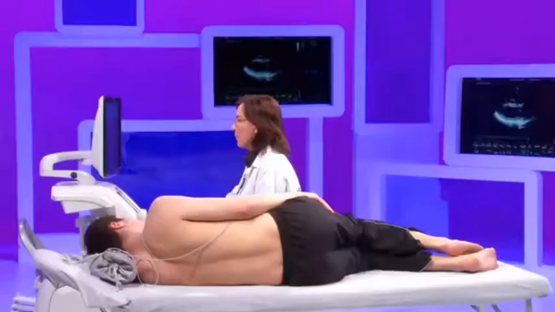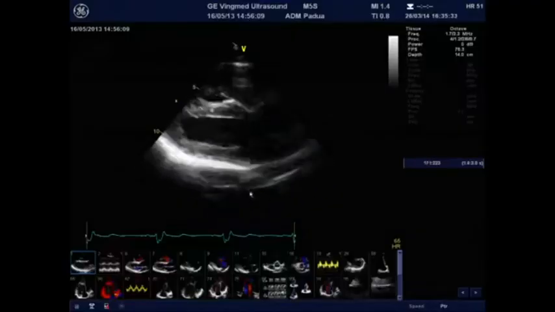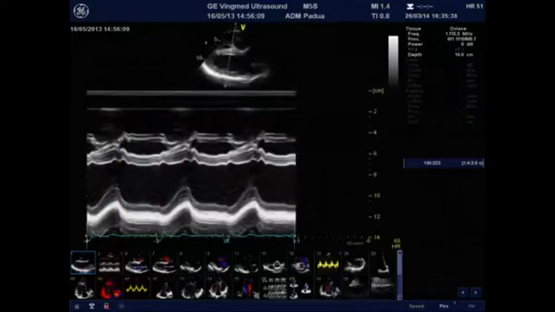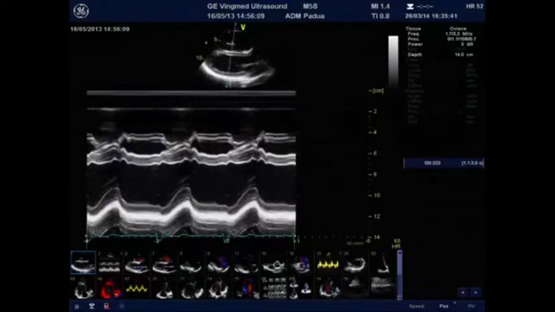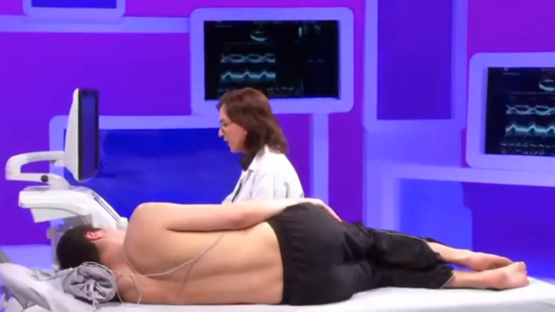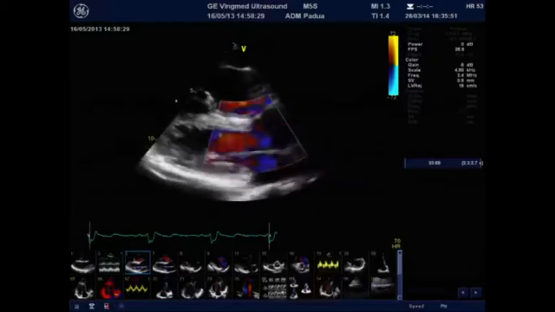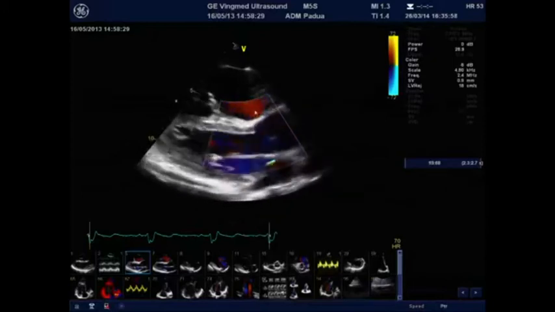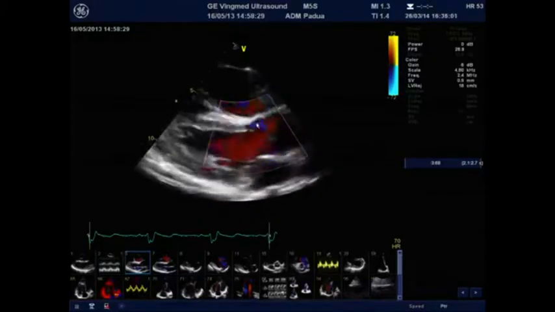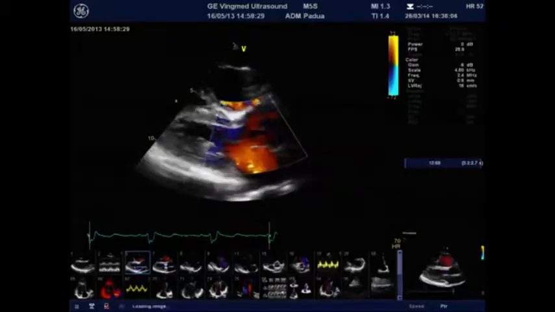And there is paradoxical motion of the septum, which can be better appreciated if we place the anatomical M mode. And you can see that there is a simultaneous movement of the septum in the same direction as the posterior wall. Then, if we go to the color flow, we will see the area of the patch where there was the closure at 6 months of the interventricular defect, which has no residual leak.